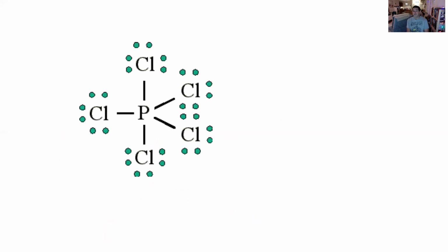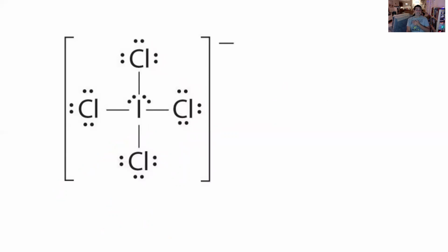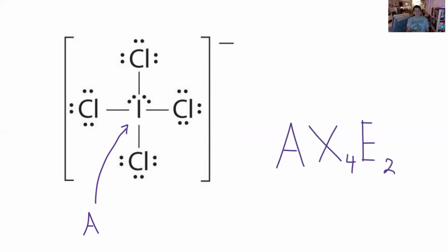That's it. Something like an expanded octet, PCl5. If we make phosphorus the central atom, we get AX5. We can go up to 6 in the number of electron domains. Here we have 5 electron domains. What if we do it from the perspective of chlorine? If that top chlorine was my central atom, it would be AXE3: 1 bonding atom, 3 lone pairs. Something like ICl4 minus. If the iodine is my central atom, it is connected to 4 chlorines, so AX4, and it has 2 lone pairs on it, so E2: AX4E2, a total of 6 electron domains, 4 bonded atoms, 2 lone pairs.